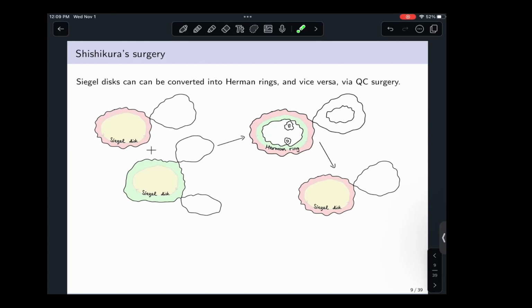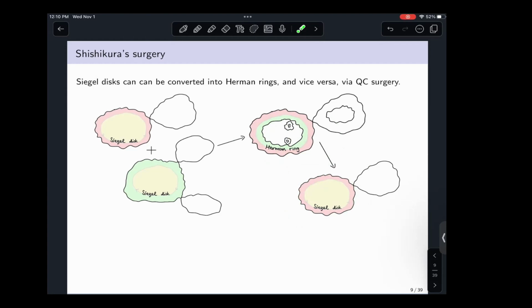And then just a quick reminder of what I said, which is I can convert a Herman ring into a Siegel disk. This one is more straightforward. What you do is you pick another invariant curve, and then you basically ignore everything inside and paste just a rotational disk. So what you get is now this Herman ring becomes a Siegel disk.